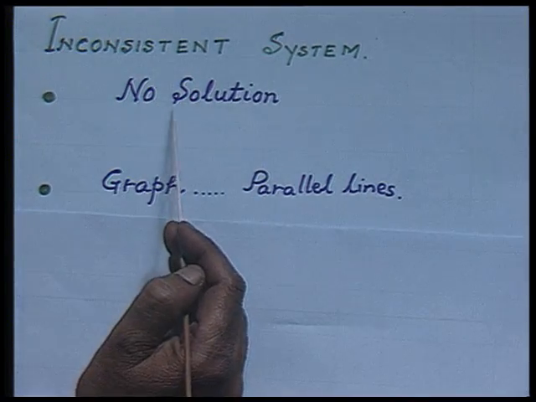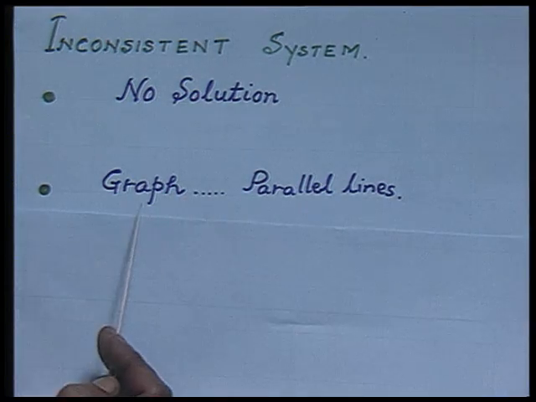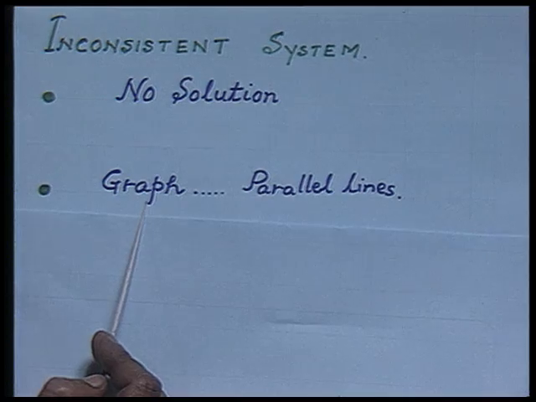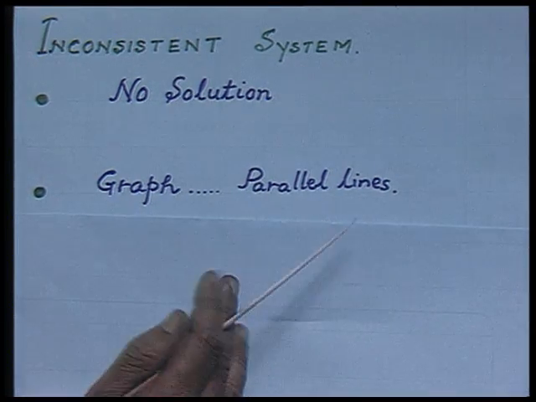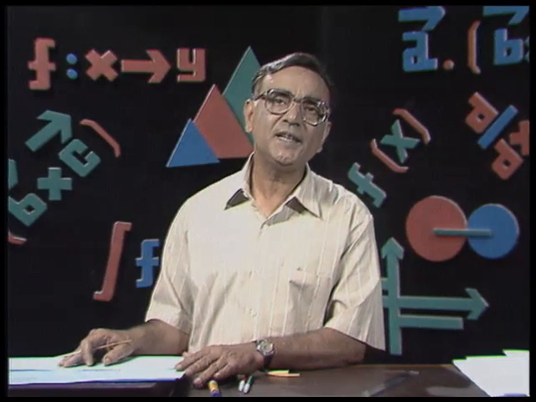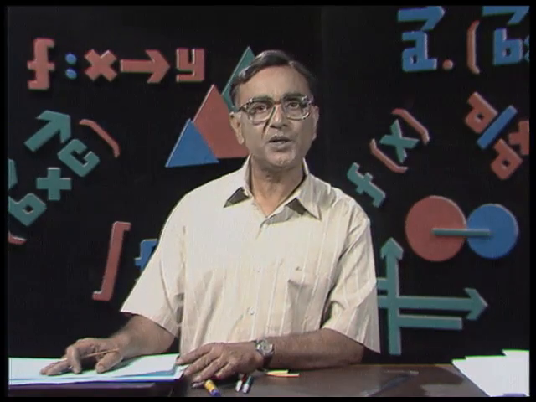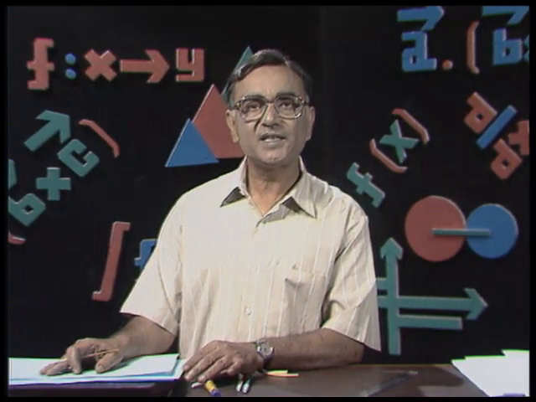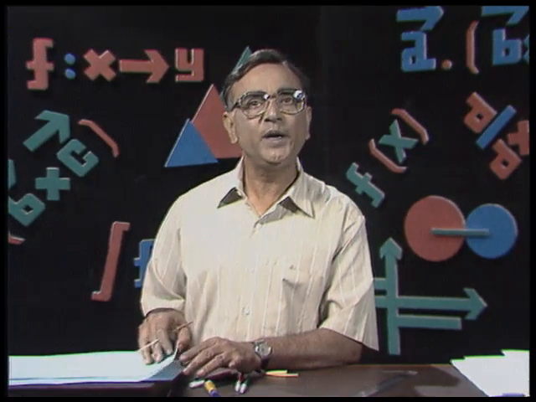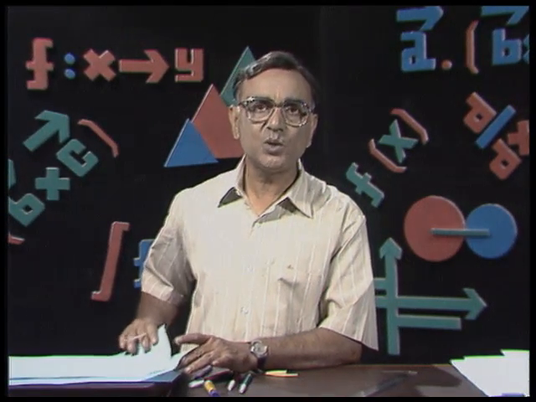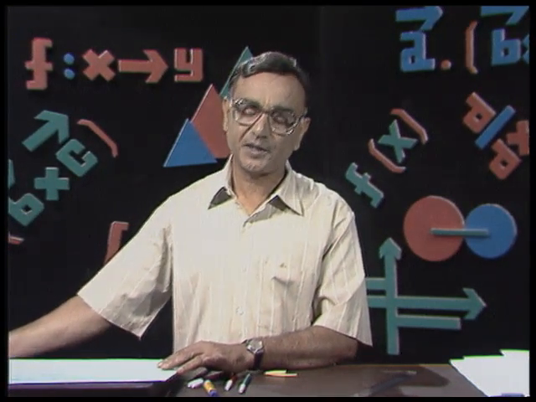So a system having no solution will be termed as an inconsistent system, and if we plot the graph for such a system, this will be parallel lines. So here we found that basically there are 3 types of systems: the consistent with one solution, or a system having infinite solutions is also consistent, and if we have a system which has no solution, that is called an inconsistent system of equations.